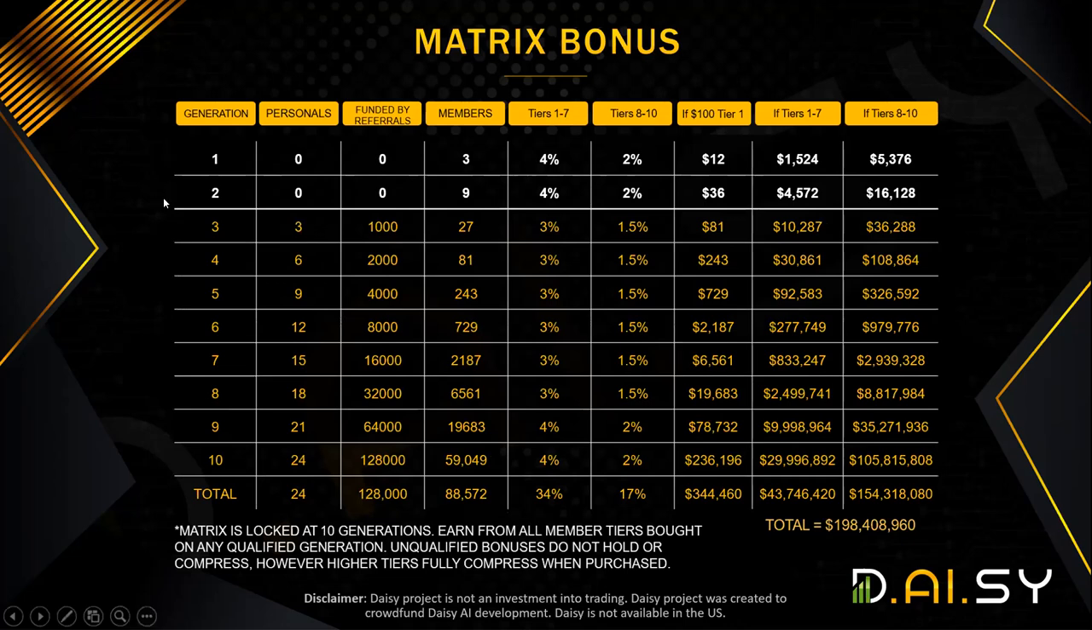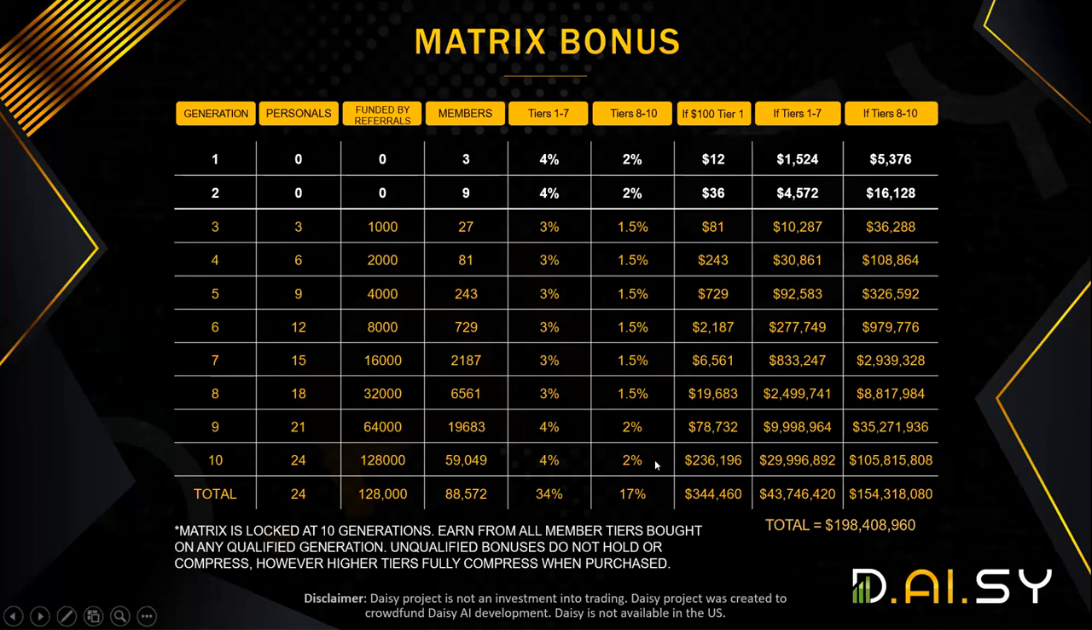Now, what does that mean? The entire matrix is open for you. It basically means that if there is spillover and people fall anywhere within your matrix, and they are at a tier equal to yours or below yours, you'll be earning these percentages here. If they are at tier 1 through 7, you will be earning these percentages, provided you are tier 1 through 7. If you have tier 8 through 10, you'll be earning at these percentages.